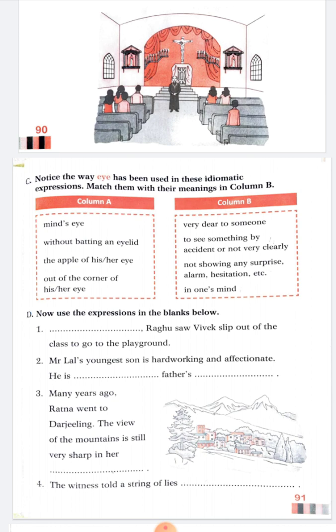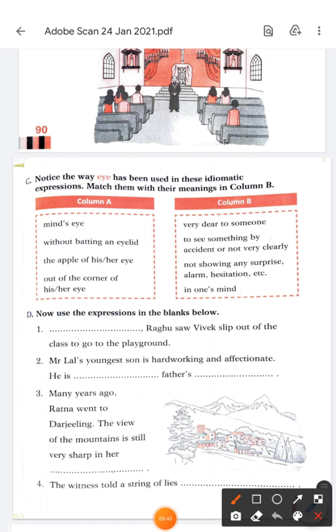Okay. Next exercise is matching the meanings. These are idioms using the word eye. So we have to match them with their meanings in column B. Mind's eye, an eye in mind. We can see in one's mind. Without batting an eyelid, like you're awed, you're surprised, you're amazed by something.